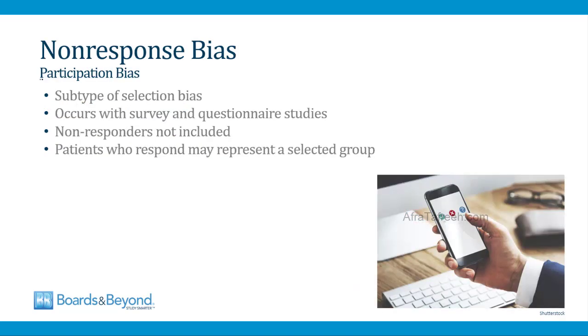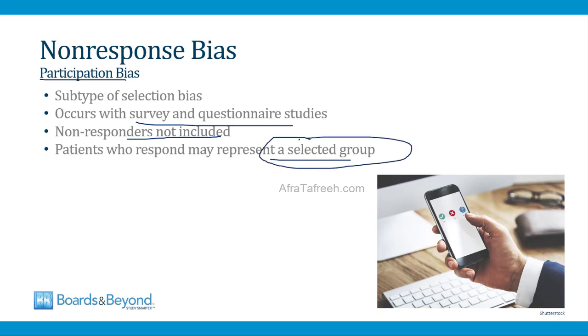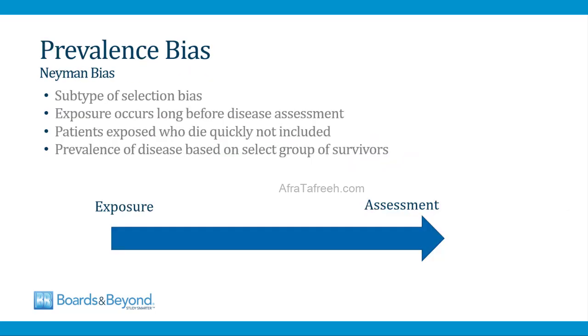Non-response bias or participation bias is another subtype of selection bias. This occurs with survey and questionnaire studies. Non-responders to your survey or your questionnaire are obviously not going to be included, and the patients that do respond may represent a selected group. So anytime you're going to publish findings of a study where you sent out a questionnaire, you have to be aware that the people who responded may be a selected group, and that your study may be vulnerable to non-response or participation bias. Prevalence bias, which is also sometimes called Neyman bias, is another subtype of selection bias.